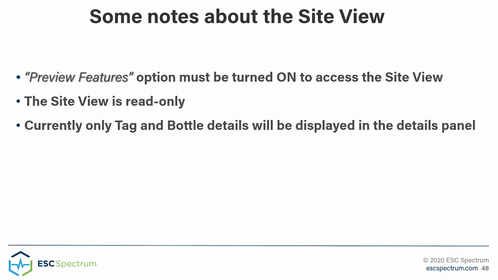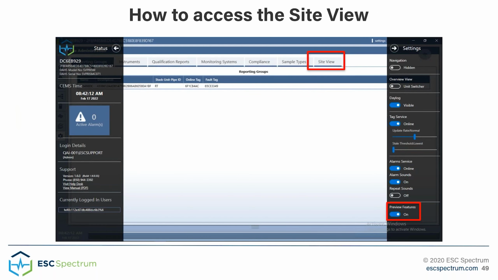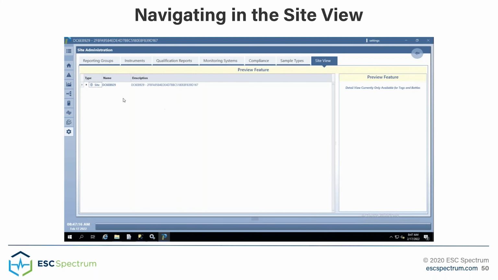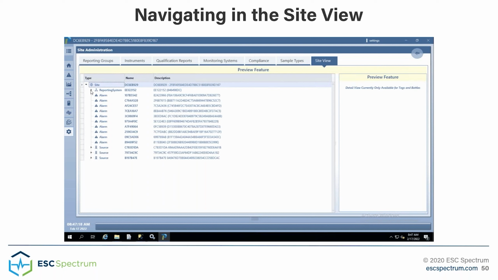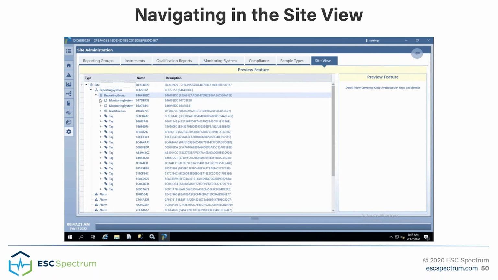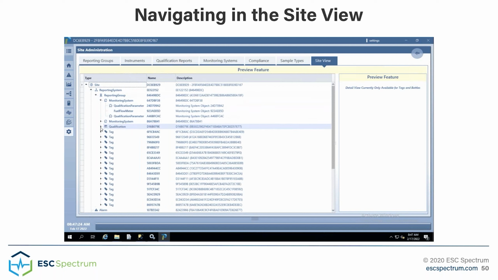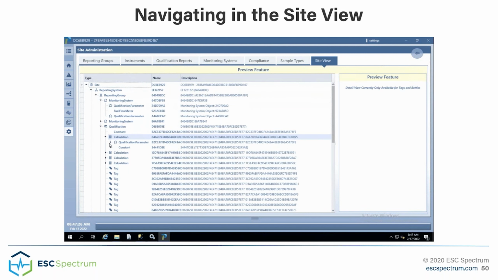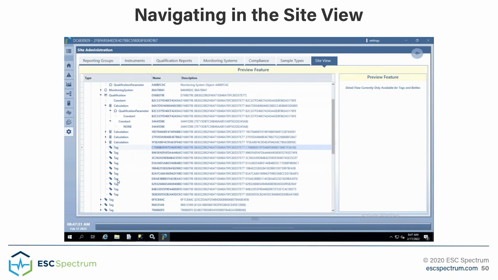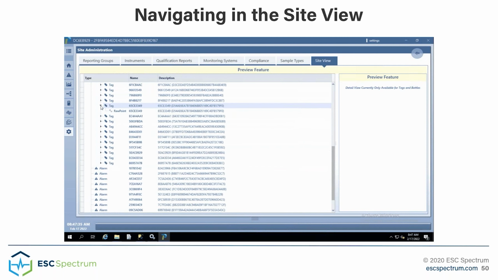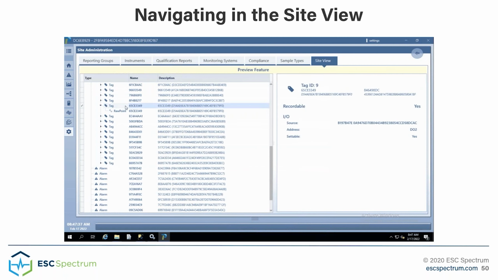And currently only the tag information and bottle details are displayed, but in the future, more and more of this information will get added into the feature. So preview features is turned on, you navigate through the admin to get to site view, and you'll see something like this where I'm clicking through, I can see the reporting system, the reporting groups, the monitoring system, maybe some qualification parameters, and so you could just see this whole tree view of how the system is laid out. All those descriptions and names are nonsense, by the way. I just had it scramble some text so that we weren't actually looking at a customer system.